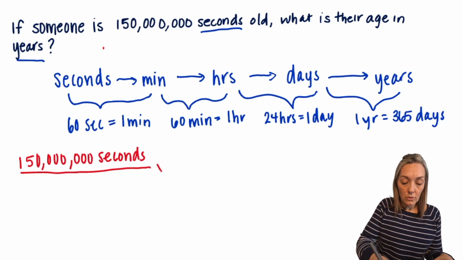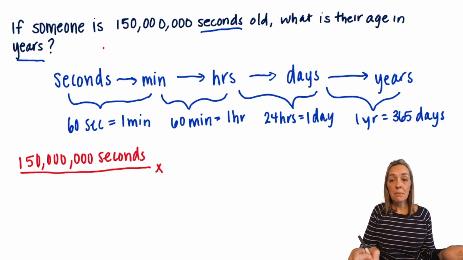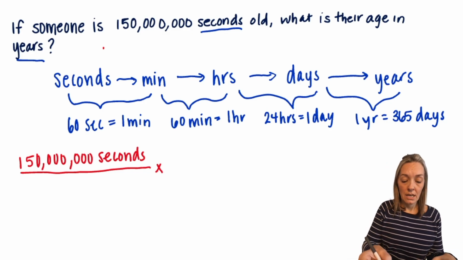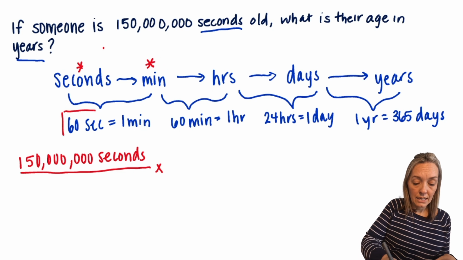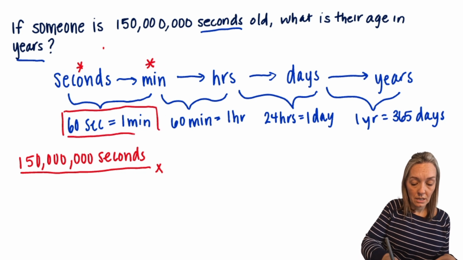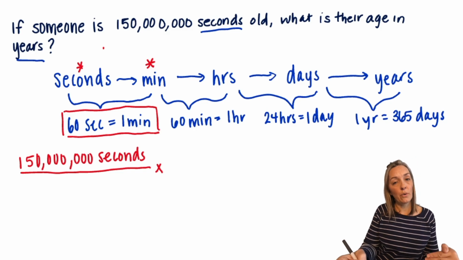I am always going to multiply every single step of the way, and I'm going to multiply by a series of fractions. So the first step tells me I need to get from seconds to minutes, and I know that these two values here are equivalent to one another. So that means when I write them as a fraction, one can go on the top and one can go on the bottom.